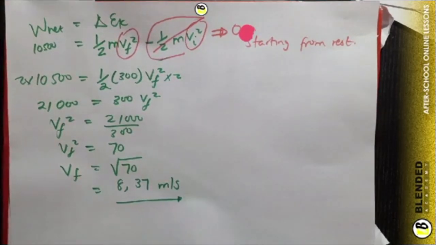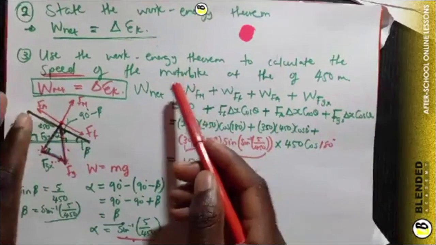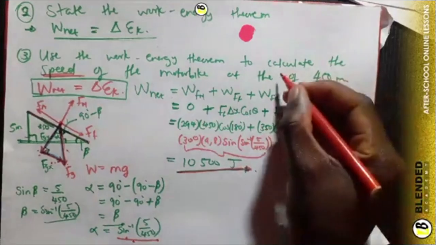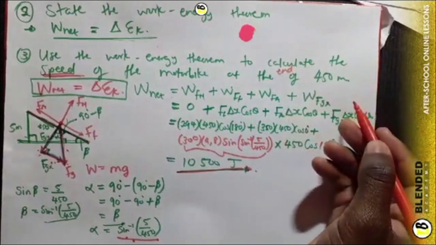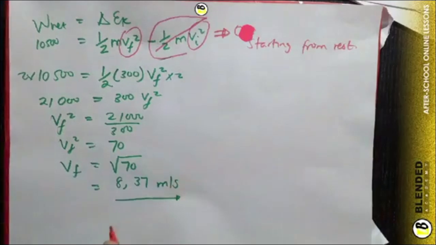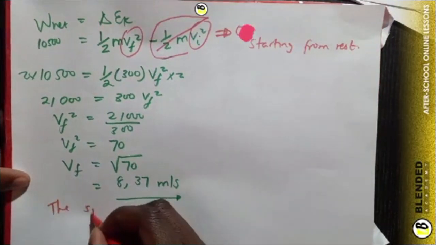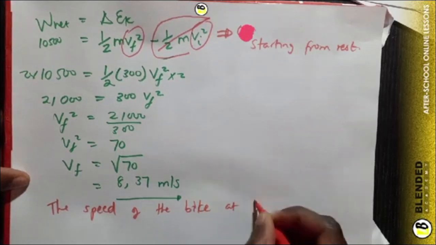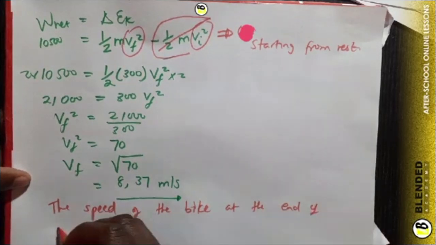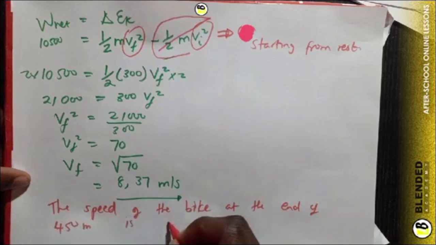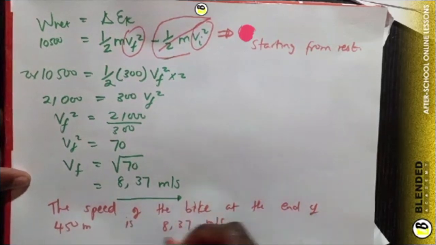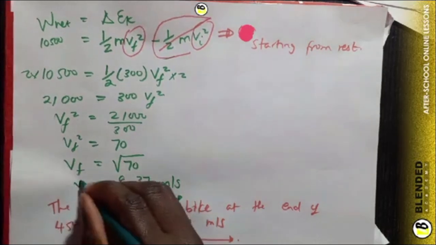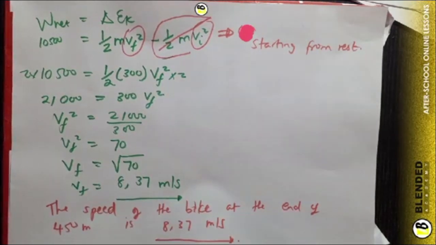So we're asked to use the work energy theorem to calculate the speed of the motorbike at the end of 450 meters. So the speed of the motorbike at the end of 450 meters is 8.37 meters per second. All right, that's what we have there. That's the velocity, in meters per second.